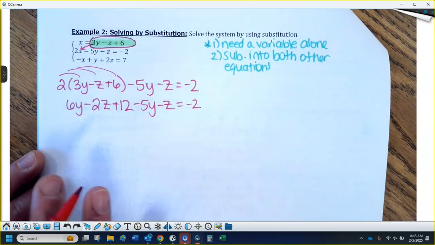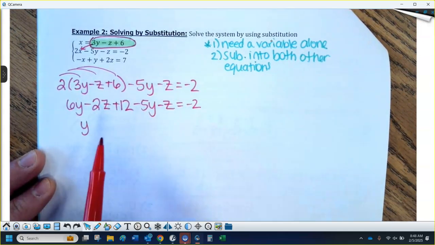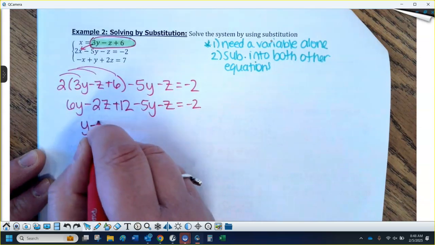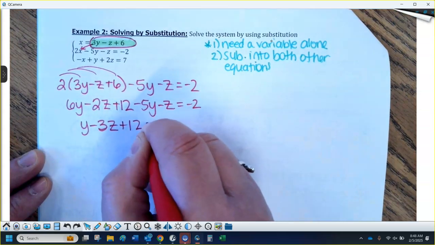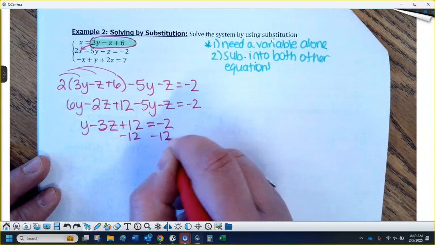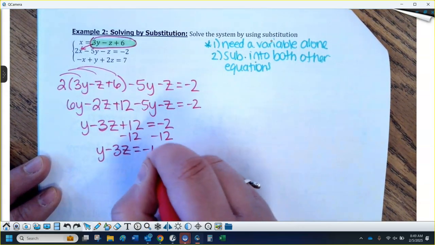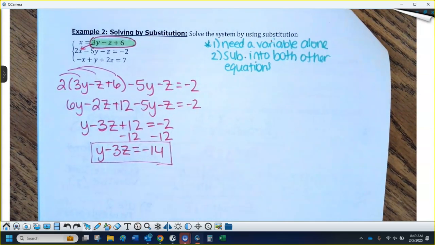All I'm going to do on the left side is just combine like terms. So I have a 6y minus 5y, so I just have one y over here. And I have a negative 2z and a negative 1z, so I have negative 3z. And then we just have a 12. The only other thing I might recommend is to subtract the 12, and so then I have y and z on one side, and I'd have negative 14 on the other side. So I substituted what x was equal to into the second equation in the system.